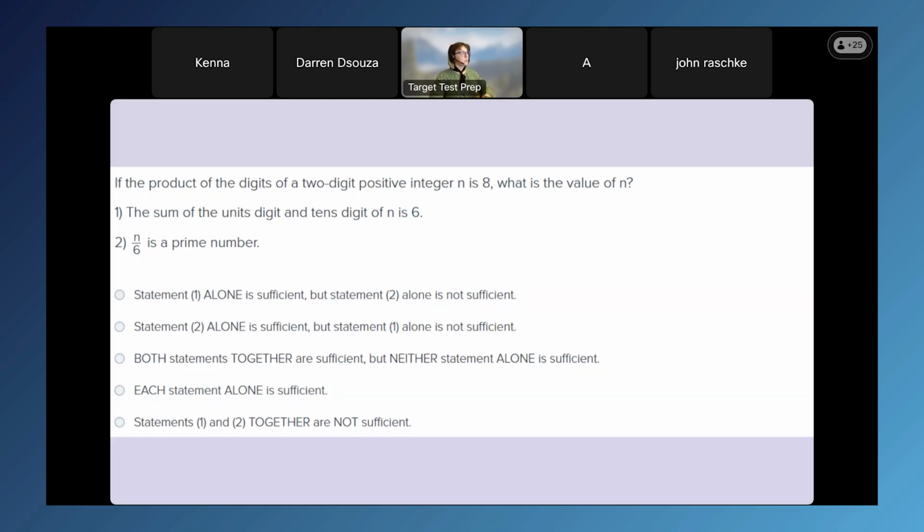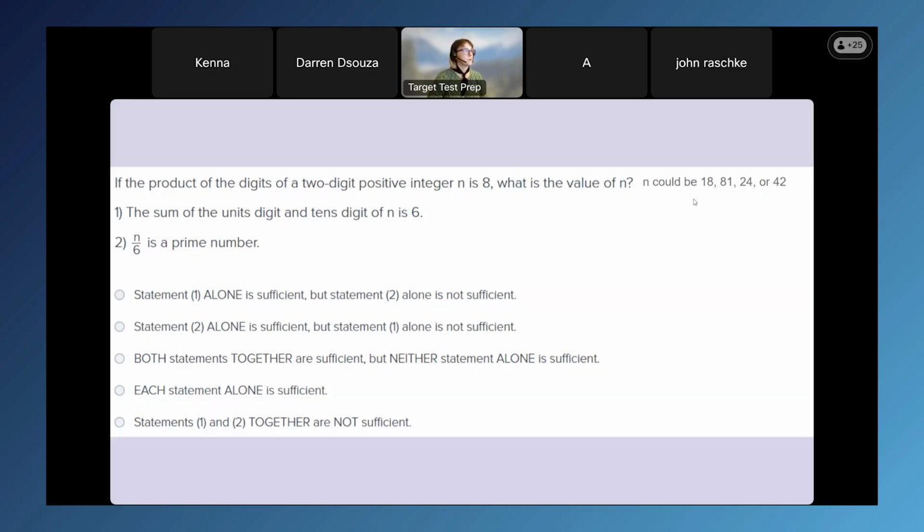Okay. If the product of the digits of a two-digit positive integer n is 8, what is the value of n? So if the product of the two digits is 8, then that means that there are only 4 choices. It can be 18, 1 times 8 is 8, 81, same deal, 24, 2 times 4 is 8, or 42, same deal.